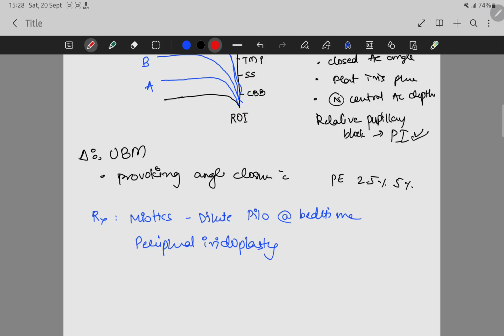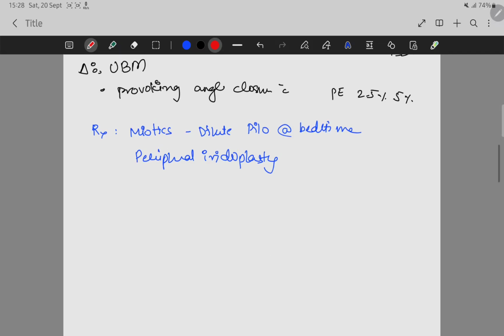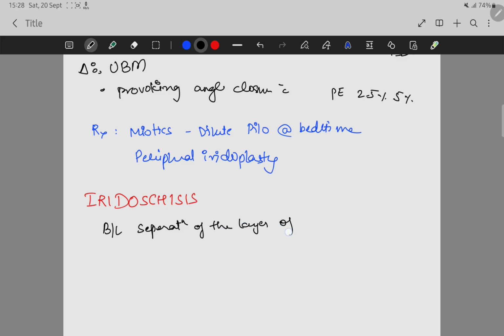So here we have something called iridoschisis. Then what is this iridoschisis? So this is bilateral separation of the layers of iris stroma. Typically, it is in the inferior quadrants and usually occurs in the 6th to 7th decades of life.